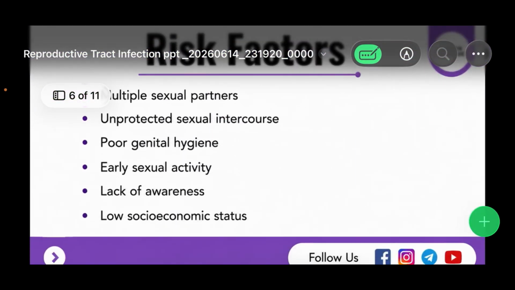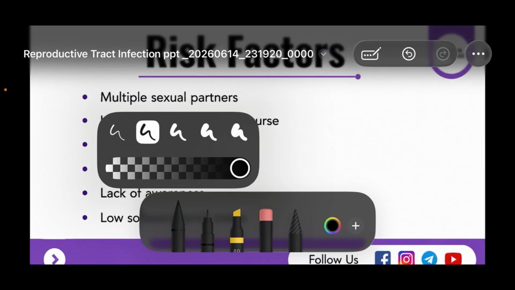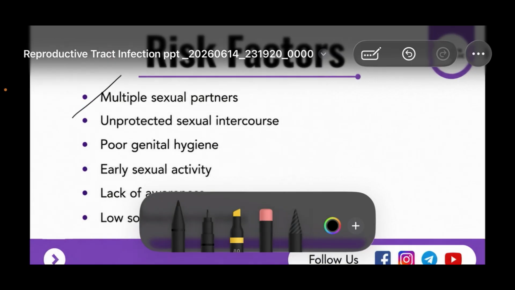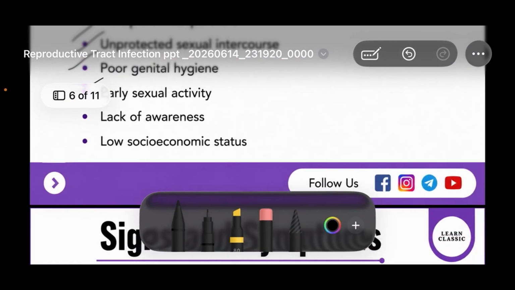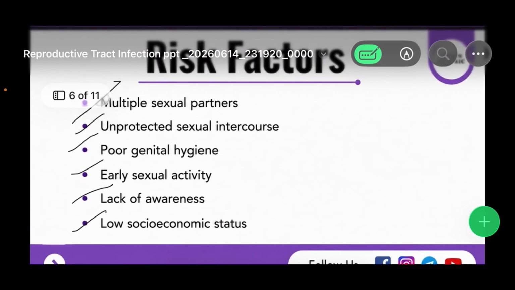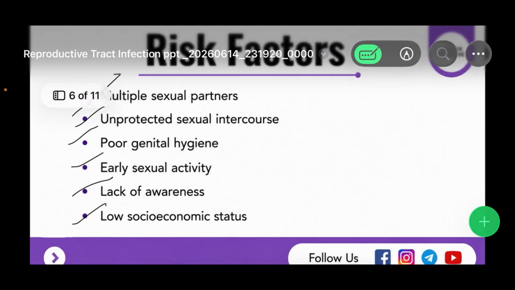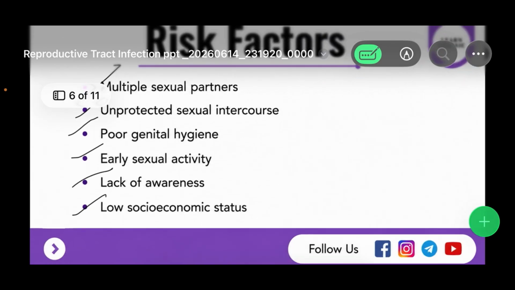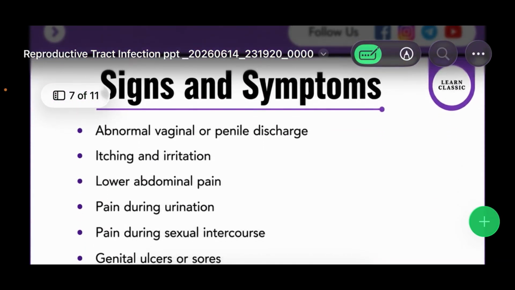Now coming to the risk factors. The risk factors are multiple sexual partners, unprotected sexual intercourse, poor genital hygiene, early sexual activity, then comes the lack of awareness and low socio-economic status. So these are some of the risk factors. So what are the risk factors? That is multiple sexual partners, unprotected sexual intercourse, poor genital hygiene, early sexual activity, lack of awareness and low socio-economic status.